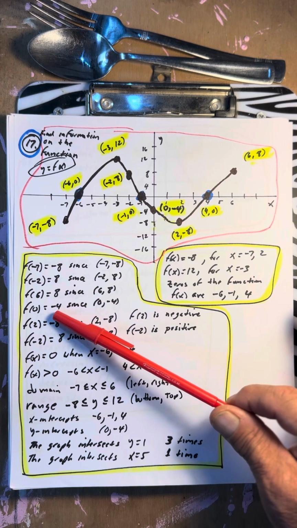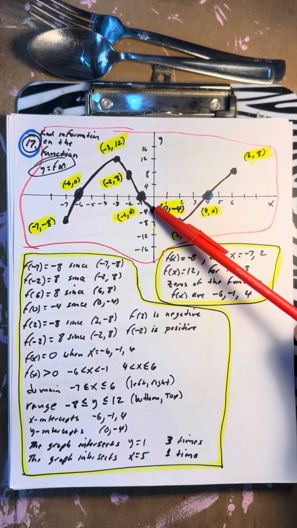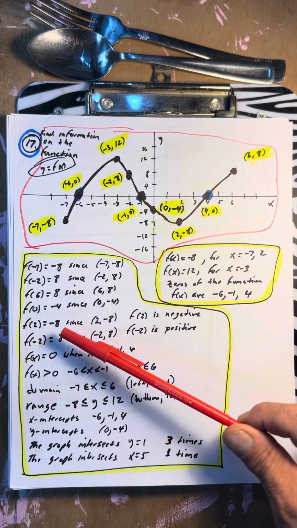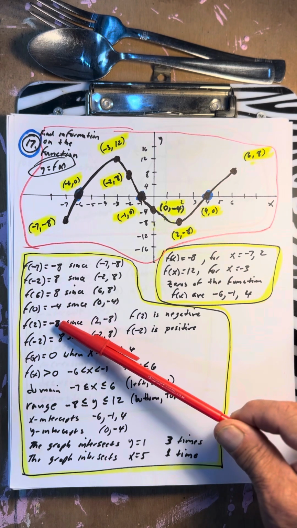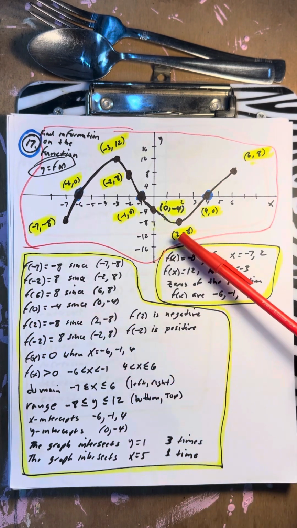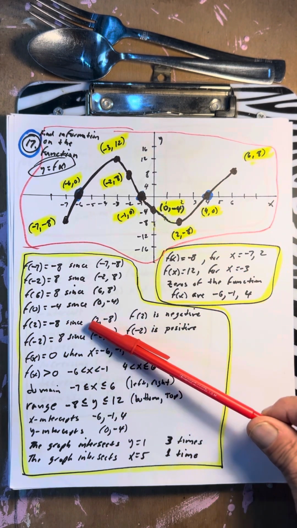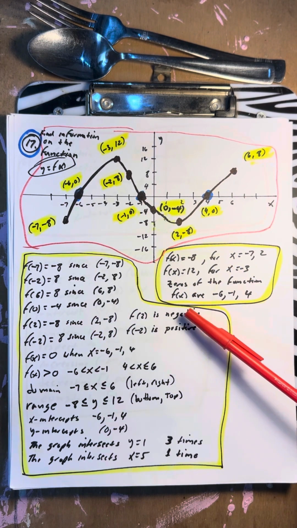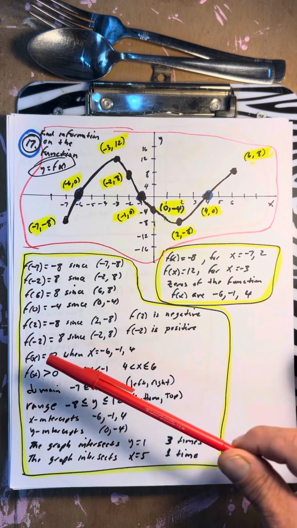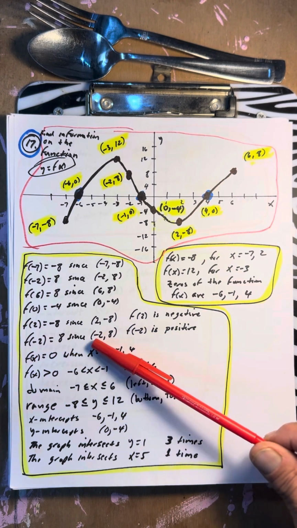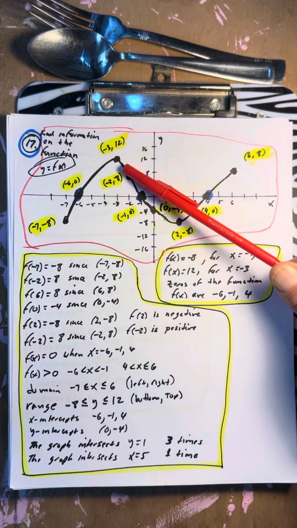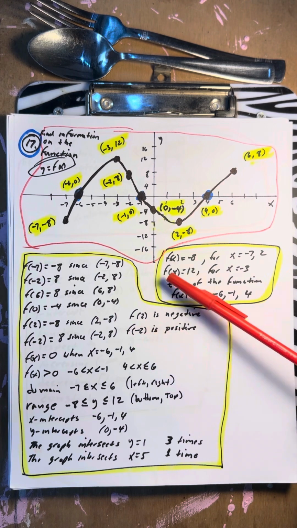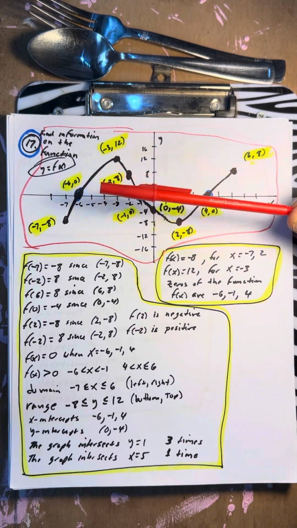f of 0 is negative 4. f of 2 is equal to negative 8. Is that right? Yes, since 2 goes to negative 8. And f of 2 is a negative number. It's down here. See it? f of negative 2 is 8, since negative 2 goes to 8. And it's a positive number. It's up here. Positives are up here.